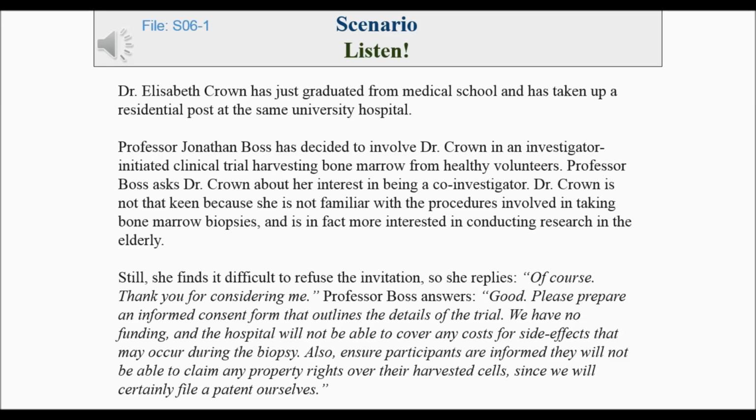Professor Boss answers, "Good. Please prepare an informed consent form that outlines the details of the trial. We have no funding, and the hospital will not be able to cover any costs for side effects that may occur during the biopsy. Also, ensure participants are informed that they will not be able to claim any property rights over their harvested cells, since we will certainly file a patent ourselves."